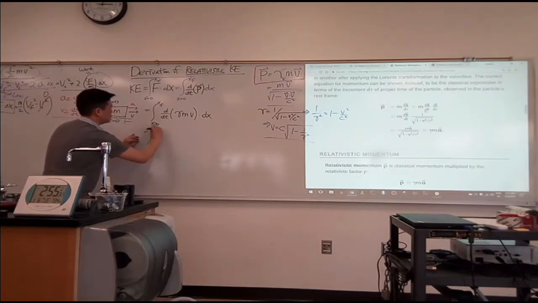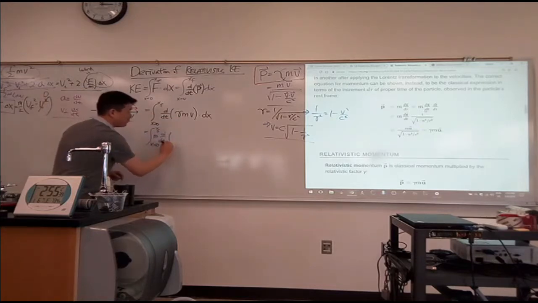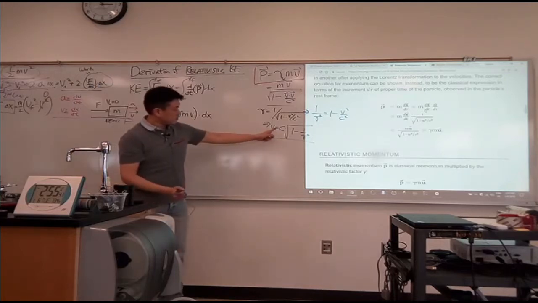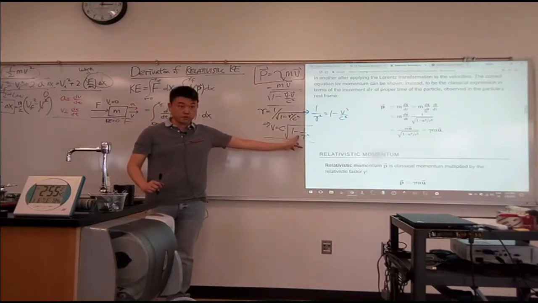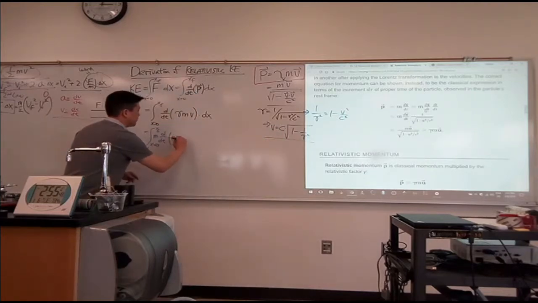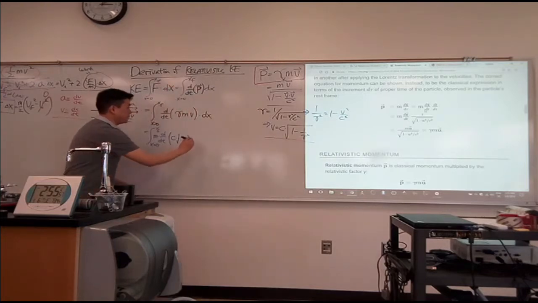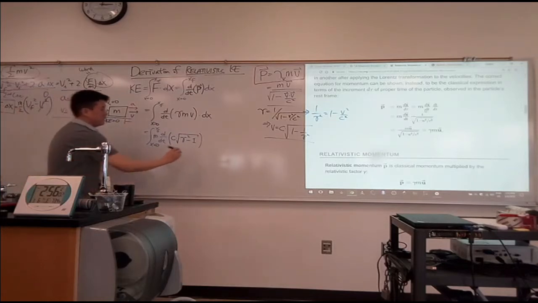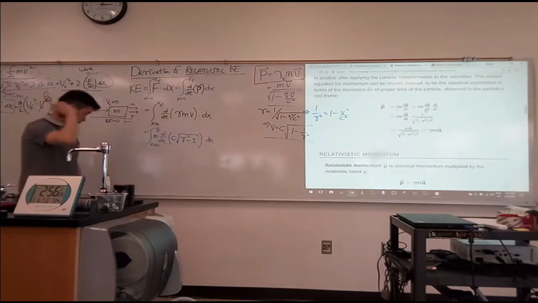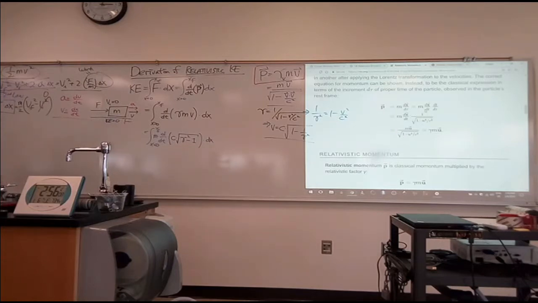So I have the integral still. Inside is the time derivative. Let me just pull the m out. m times the time derivative of gamma times v. So gamma times all of this. Let me absorb gamma into the square root. Then I get c times the square root of gamma squared minus gamma squared times 1, times dx still.